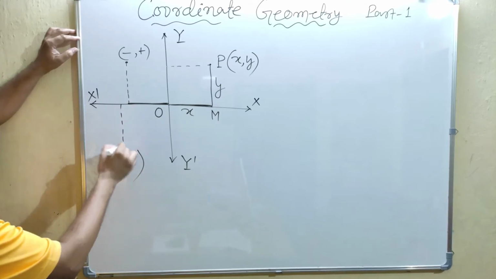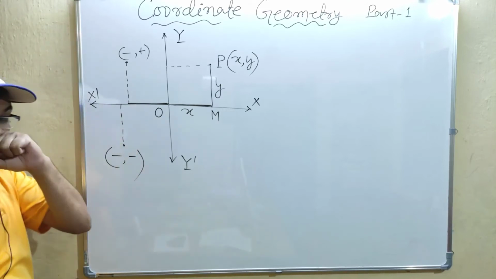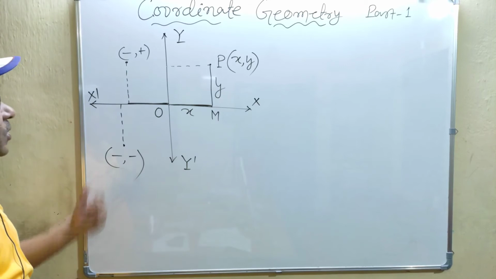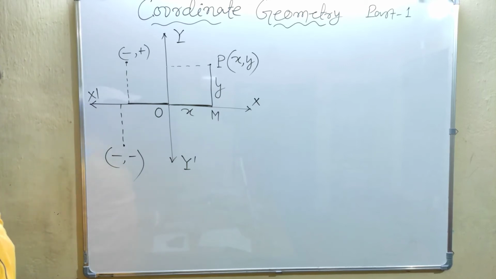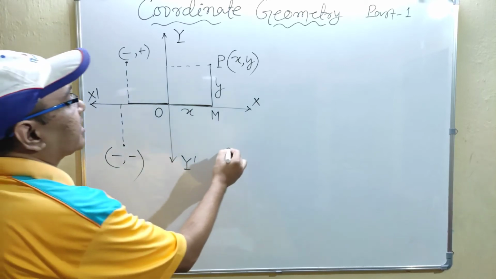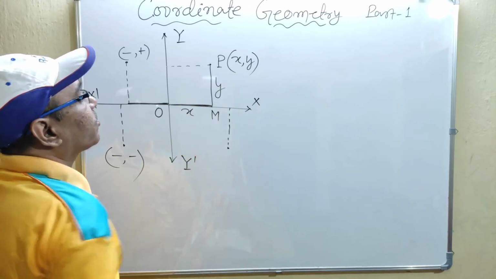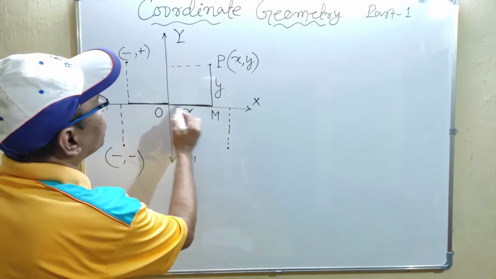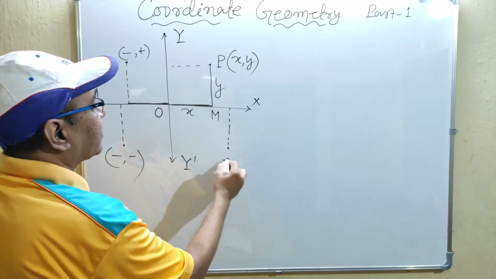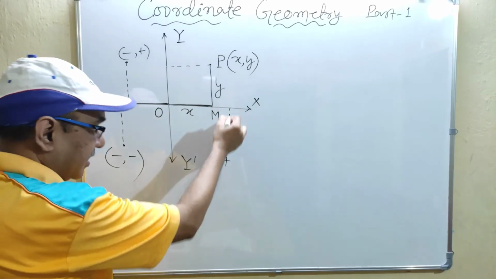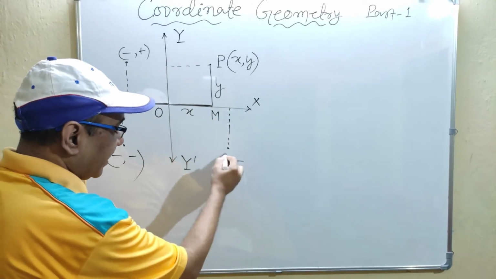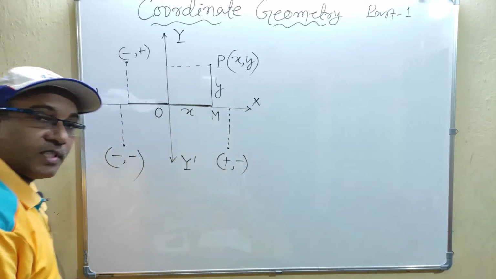We take it downward, y coordinate means distance towards y-axis. So both the coordinates will be taken as negative. If any point is in this quadrant, means in fourth quadrant, its distance towards x-axis will be taken as positive, and its distance towards y-axis will be taken as negative.